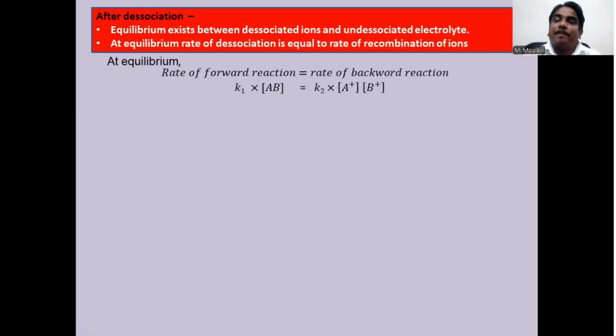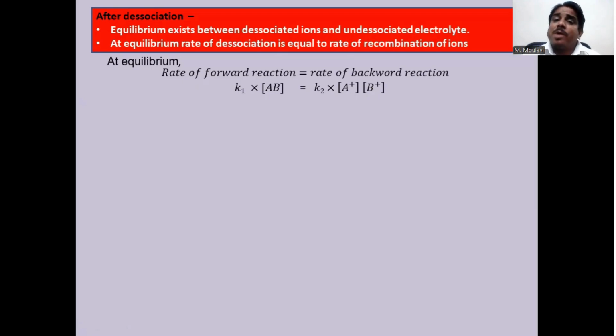The rate of dissociation of electrolyte AB is the forward reaction, while the rate of recombination of ions is the backward reaction. So at equilibrium, the rate of forward reaction is equal to the rate of backward reaction, meaning K1 into the concentration of AB reactant is equal to K2 into the concentration of the A plus and the B minus ions. So the rates become equal under equilibrium condition.